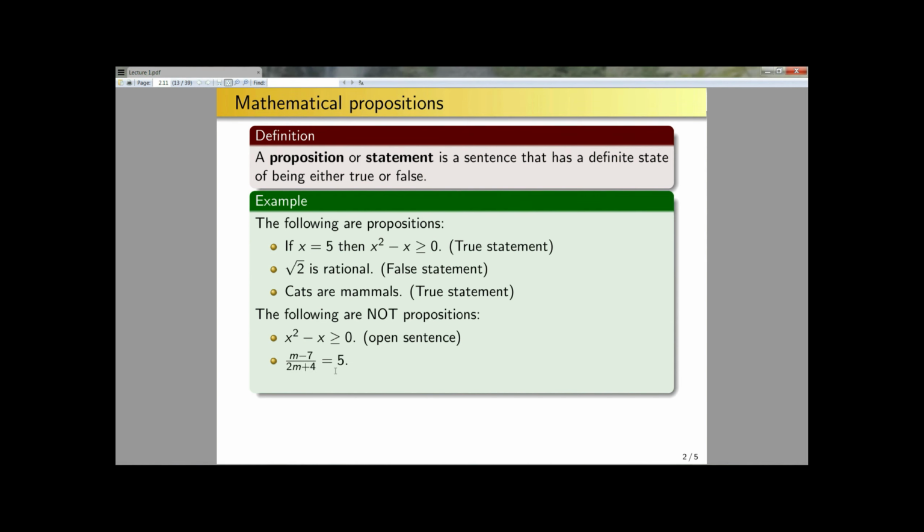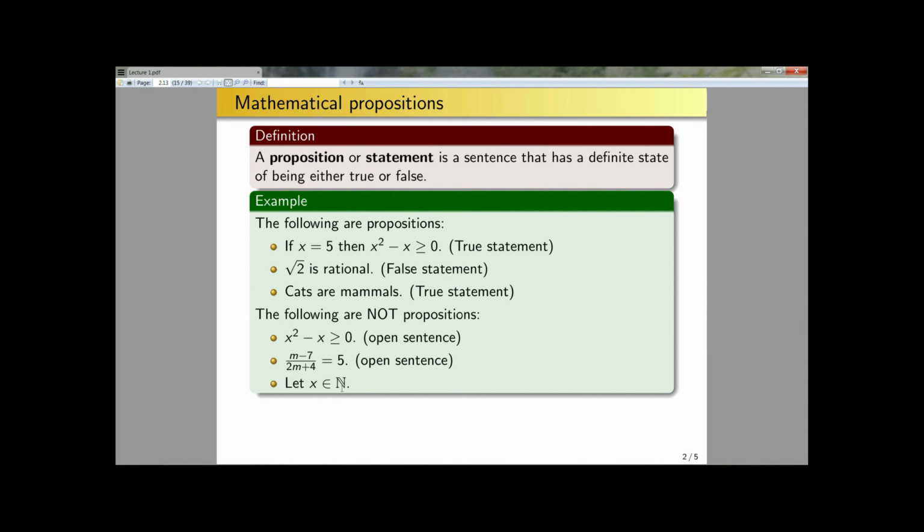Second, m minus 7 divided by 2m plus 4 is equal to 5. Well, I don't know what m is, so I don't know whether or not this is true or false, or even well-defined, right? If m is negative 2, I would divide by 0. So in this case, this would also be an open sentence, because I could make it a proposition if I specified a restriction on m.